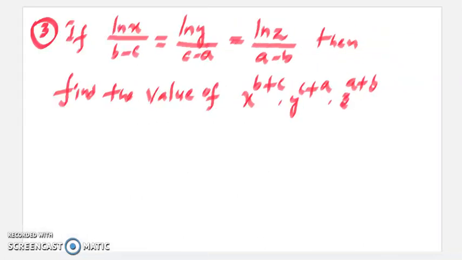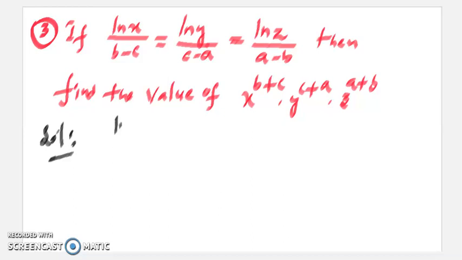Coming to the next problem. If ln x by b minus c, ln x means log x with base e, okay. So ln x by b minus c is equal to ln y by c minus a is equal to ln z by a minus b, then find the value of this. So coming to the solution here.